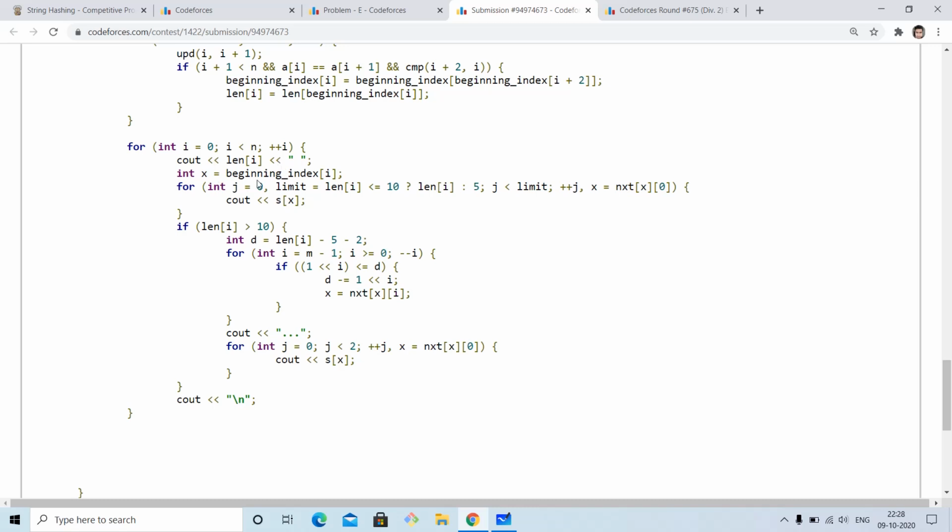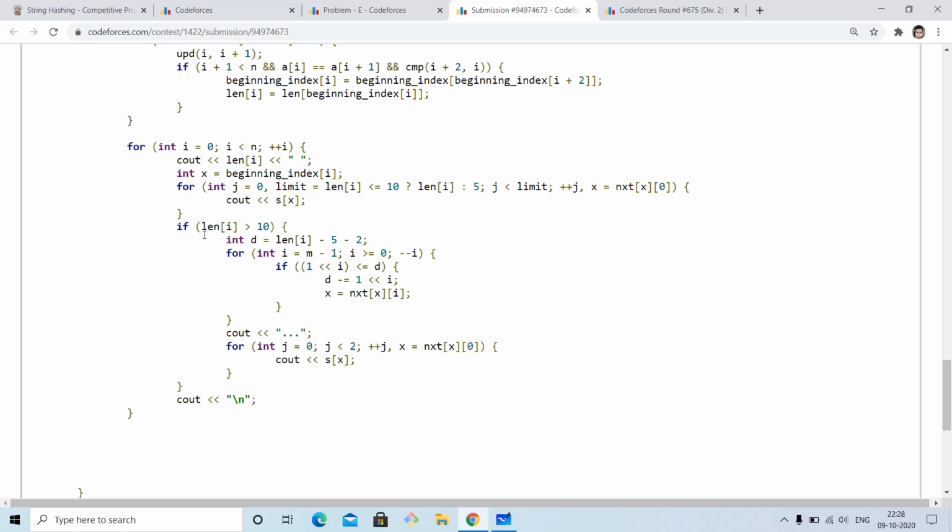So we will output the length, and then for any position I or x, the beginning index will be the beginning index of I. After that, there is one condition in the problem, that if the length is more than 10, then we have to just output the first 5 characters. So this is this check, and the first value will be the value of the string at the beginning index, that is s of x, and after that we're going to shift x to the next character, that is next x comma 0, which is the position in the string after length 2 to the power 0. Again, we will keep shifting this up to length 5.